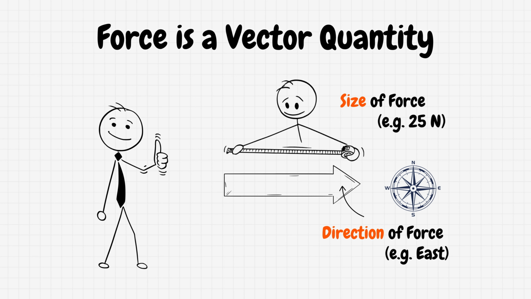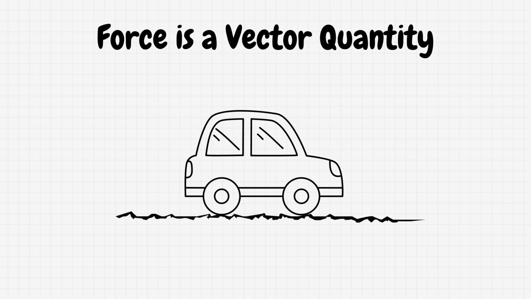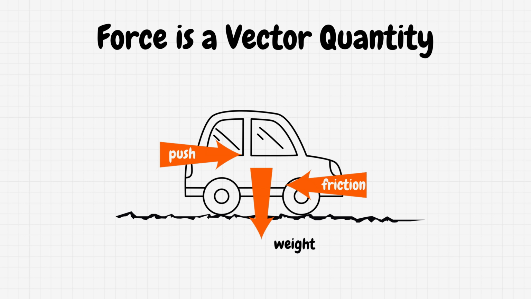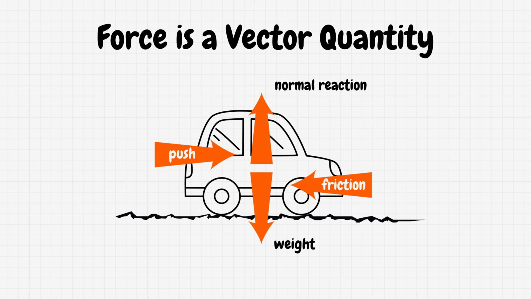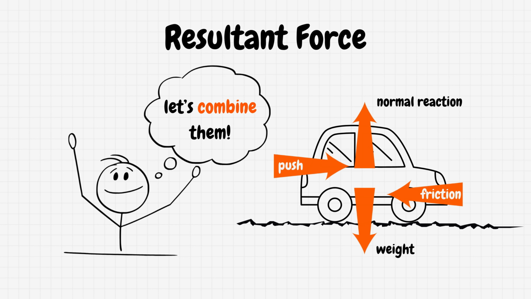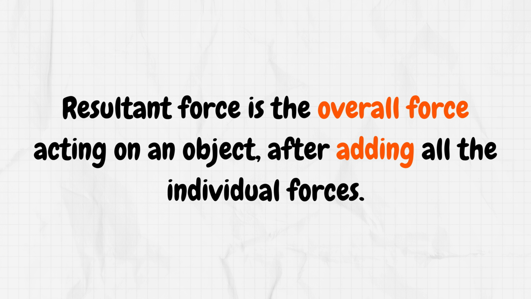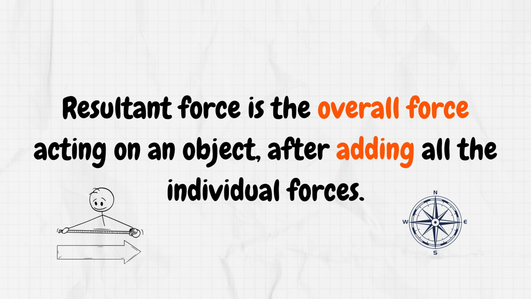This becomes really useful when multiple forces act on an object. Remember the car we looked at earlier? It wasn't just experiencing one force. It had a push force, friction, weight, and a normal reaction force, all acting at the same time in different directions. To understand how these forces affect the motion of the car, we need to combine them. And that's where the idea of the resultant force comes in. The resultant force is the overall force acting on an object after you add up all the individual forces, taking both size and direction into account.